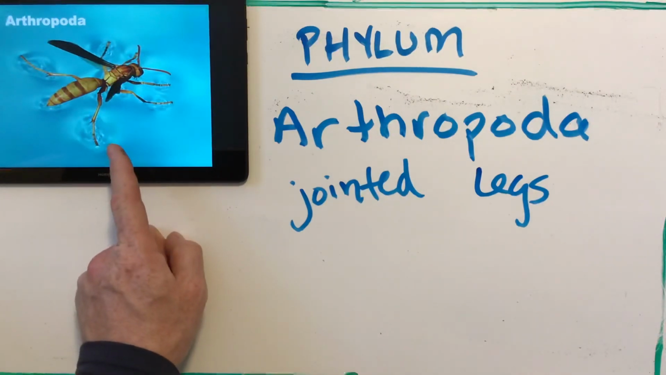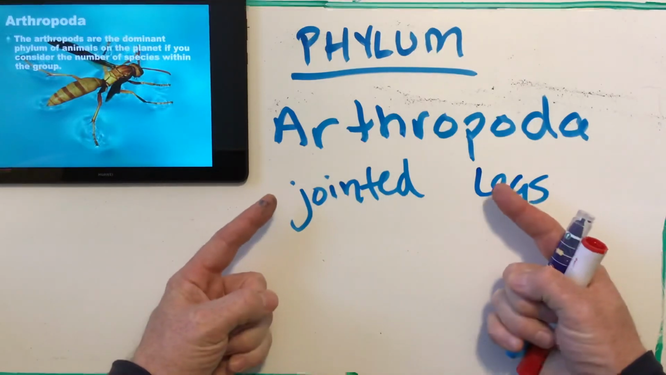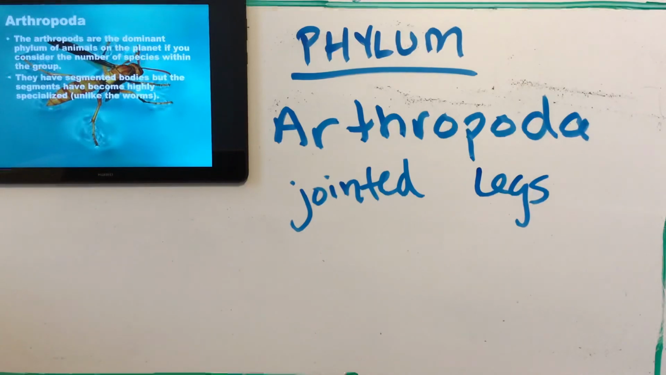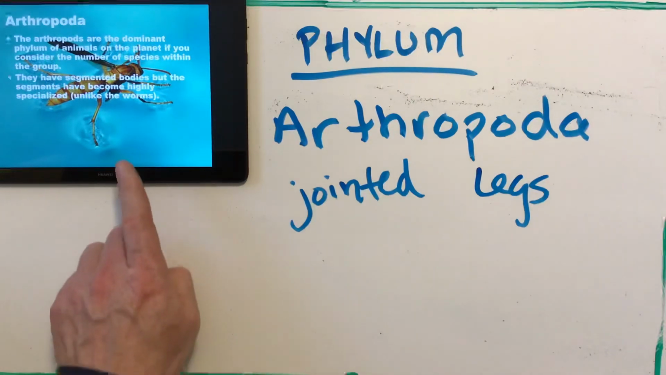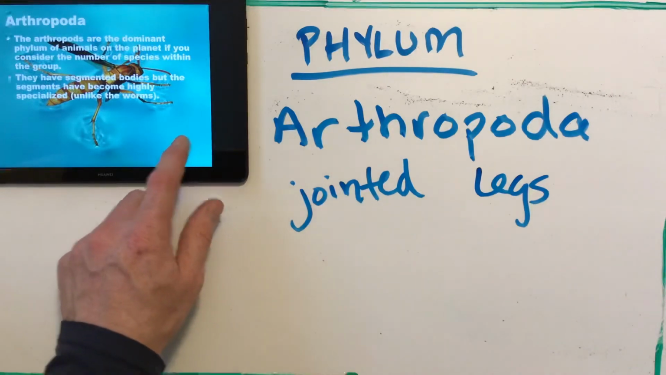Insects are arthropods. So these are the dominant phylum of animals on the planet. They've got more species in this phylum than any other phylum of animals. They have segmented bodies, and they become very highly specialized. Starfish are a little bit specialized. Some of the worms have some specialized parts. These things have highly developed, very different looking body parts. So they're the top end.